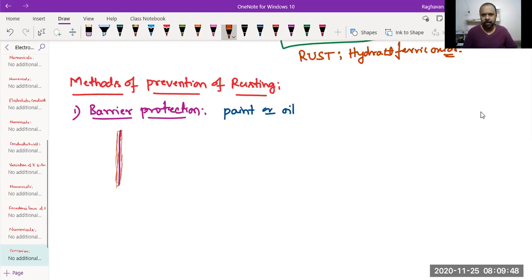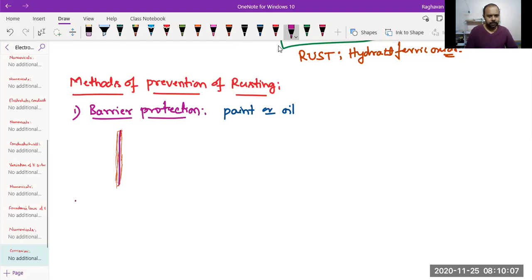Okay. Even oil, grease and all will dry off. There will be no long life for that. But you have to keep repeating. That's why painting will be repeated every 2 years or 3 years maximum. Otherwise, the iron article starts rusting. Okay. This is barrier protection for you.